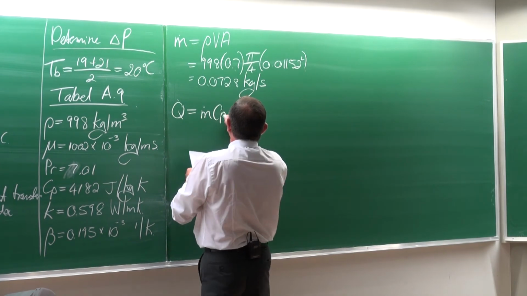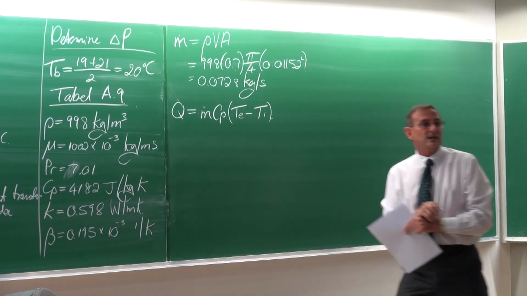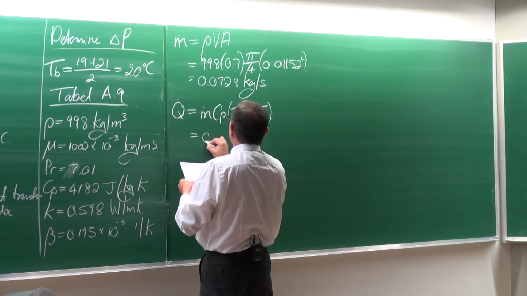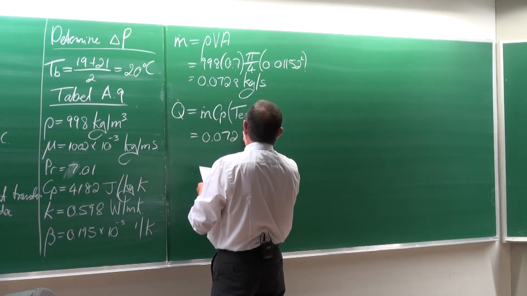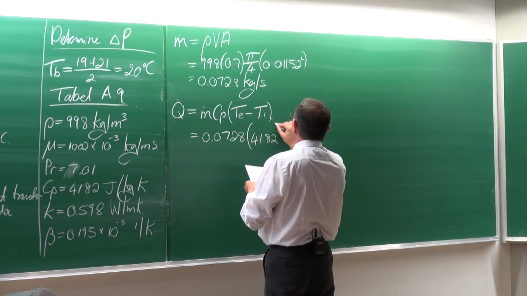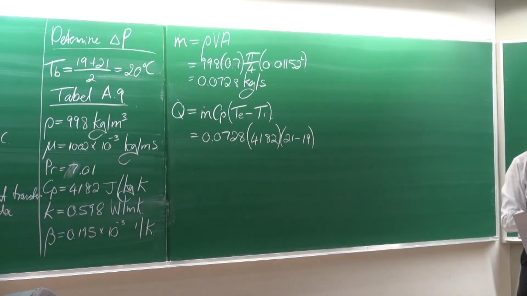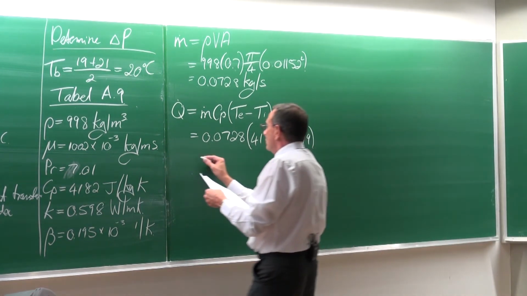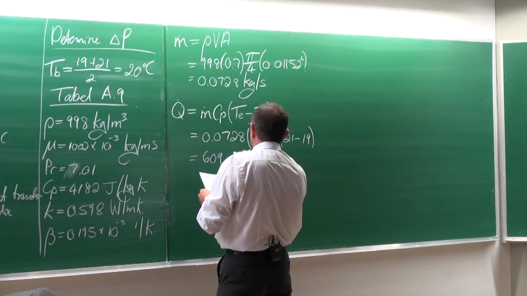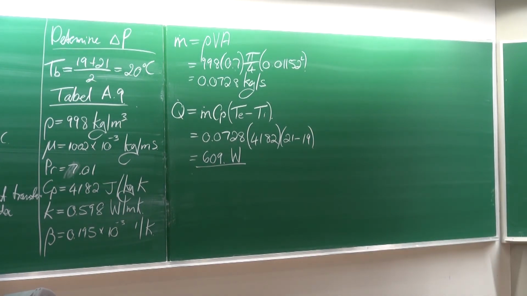The heat transfer rate is equal to m Cp multiplied by the temperature difference between the outlet and the inlet. The mass flow rate we have determined just now is equal to 0.0728 multiplied by Cp, which is 4182, multiplied by the outlet temperature, which is 21, minus the inlet temperature, which is 19, and the result is a heat transfer rate of 609 watts.